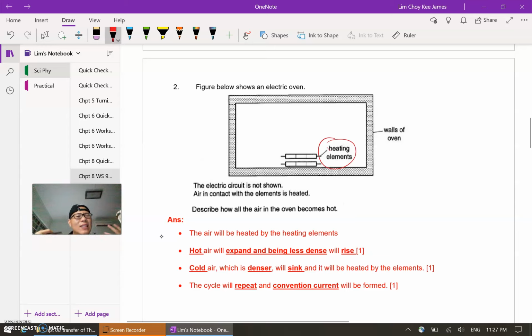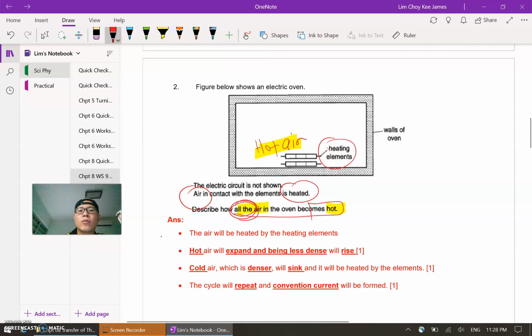The moment you see heating elements, most likely you're talking about something being heated up. And if you talk about this in an oven, most likely the context that we are looking out for again will be air. And true enough, the question mentions air being heated up. Explain how the air becomes hot. The focus is on the air. When you're talking about becoming hot, everybody should know that the air around the heating elements will become hot.